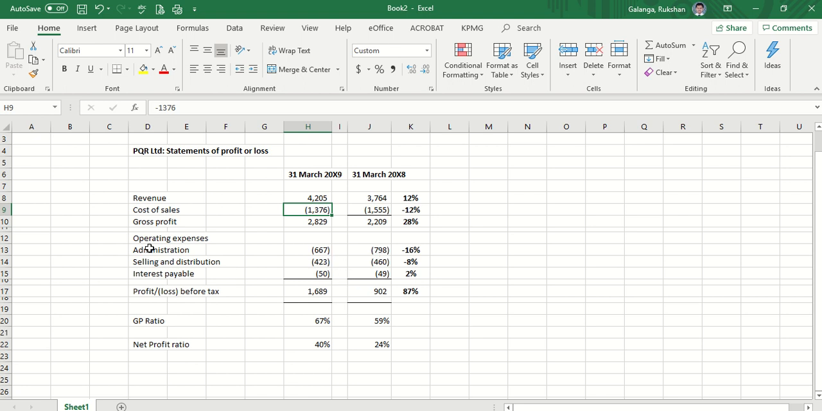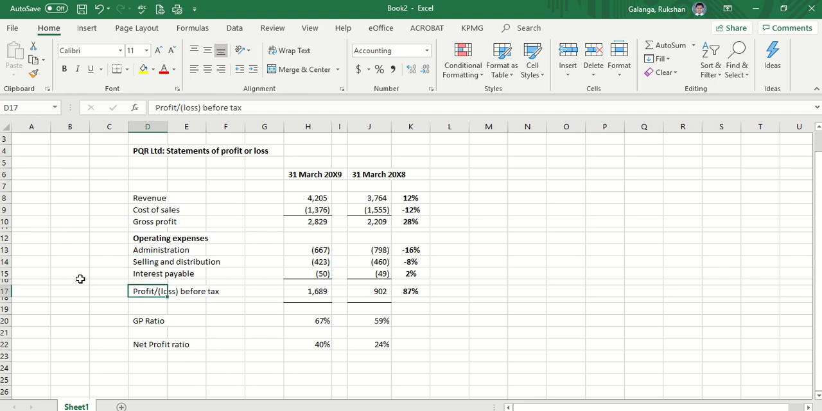And look at the administrative expenses. Under the operating expenses, you can see administrative expenses have decreased. When revenue increases, administrative expenses decreasing is highly unlikely. And especially look at the selling and distribution also. Your sales income has increased, but the expense that you incur for selling and distribution is decreasing. It's a little unlikely, right? So you have to focus on these areas.